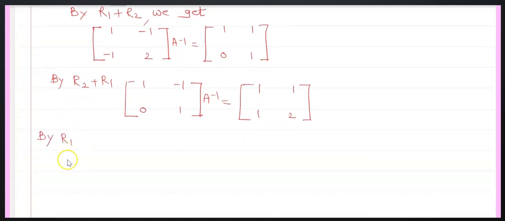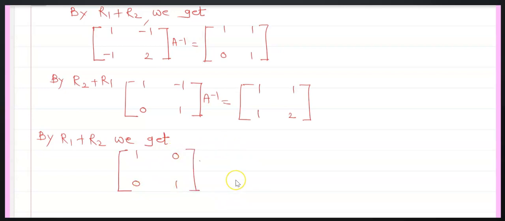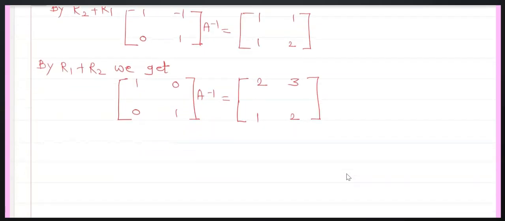Next is R1 plus R2 by R1 plus R2. Therefore you will get 1, 0, 0, 1, A inverse is equal to 2, 3, 1, 2. Therefore A inverse is equal to 2, 3, 1, 2.